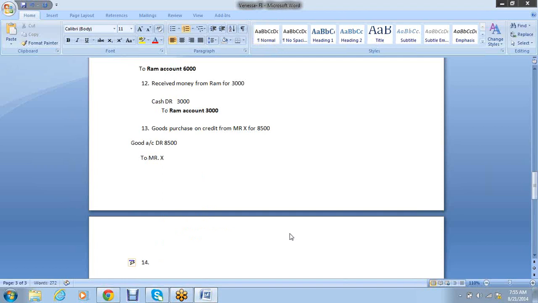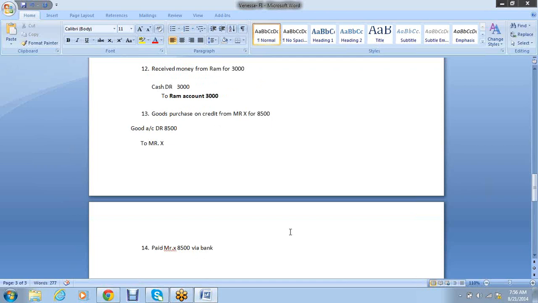Next, paid Mr. X 8,500 via bank. Purchase on credit, so the cash actually doesn't flow there. Again there will be another entry in the future to clear the credit.